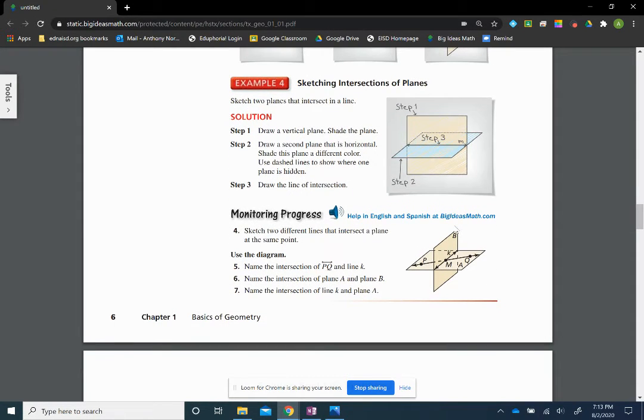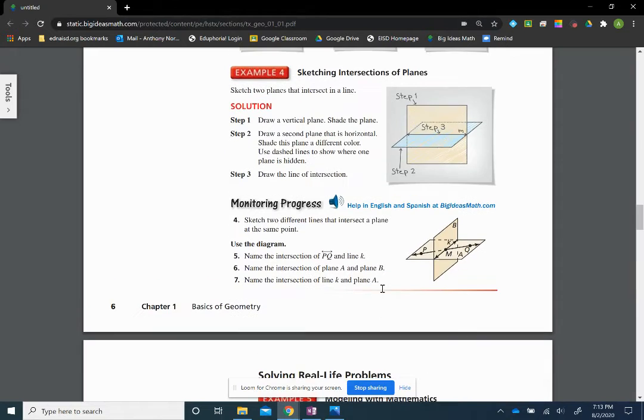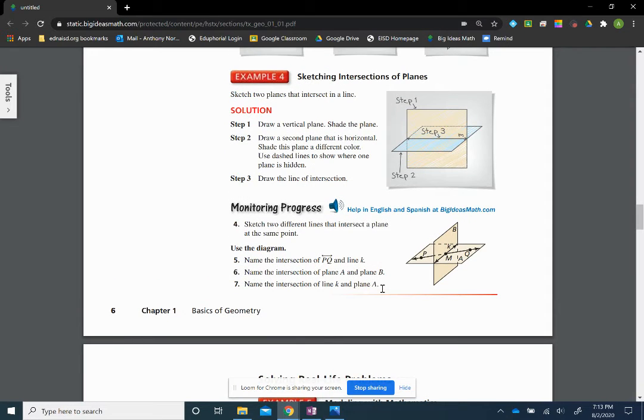So monitoring progress 4, sketch two different lines that intersect a plane at the same point. Then, using the diagram, name the intersection of P and Q in line K, name the intersection of plane A and plane B, name the intersection of K and plane A. So there'll be a jump cut, and you will see the solution. Please follow along in your composition book.